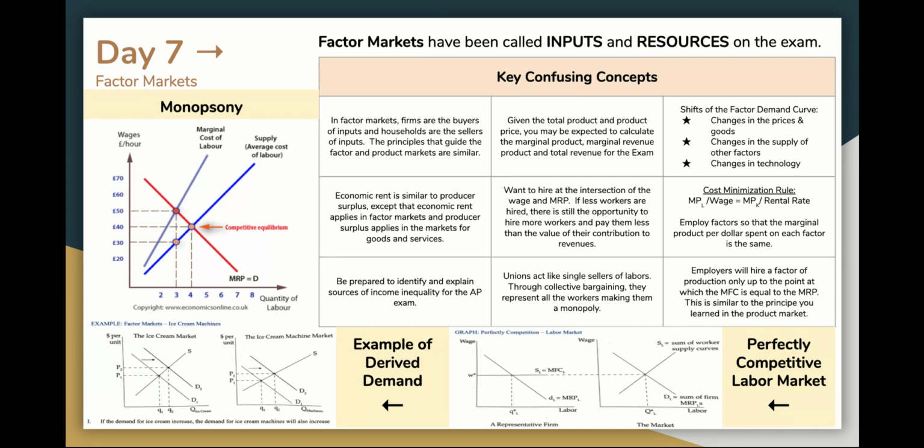Looking at the last row of confusing topics, be prepared to identify and explain sources of income inequality for the AP exam. I don't know exactly where they're going to go with this, but they might ask you kind of like a random little free response question. Why are people paid differently? If you go back through our unit slides, there's lots of different reasons. Obviously, the big one that stands out, one person might be more talented than the other. You pay Tom Brady more than you pay Jameis Winston. So they both played quarterback for the Tampa Bay Buccaneers, but one is way more talented. So that could be a situation.